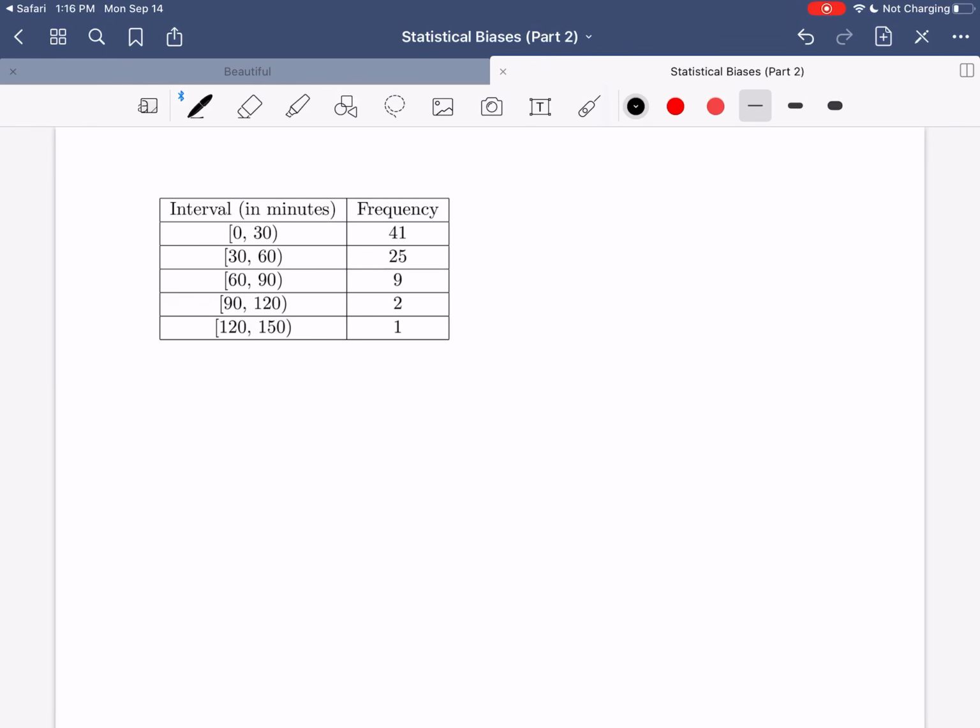So we want to build a histogram for this. Usually the first step of building a histogram is to get your classes and count how many data points fall into each. But in this case, that's already been done for us with these intervals. So we just need to construct this. We'll draw our axes. There's our frequency. Notice that the frequencies go as high as 41.